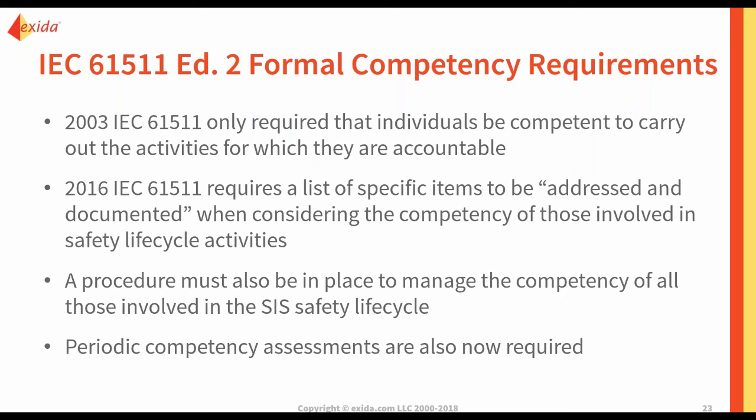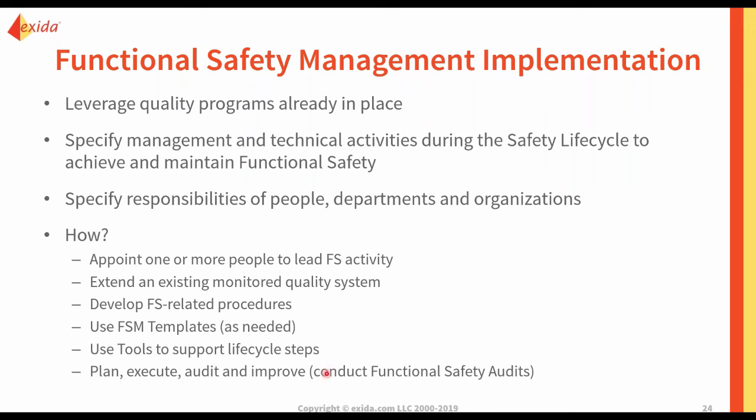So that gives us an overview of really the key items within the functional safety management plan. Now we're going to look at really what goes into the implementation of this. And so kind of three of the keys are to leverage existing quality programs that are already in place, have the specific management and technical activities for each safety lifecycle phase, having that responsibilities of people, department, and organizations that we've talked about.